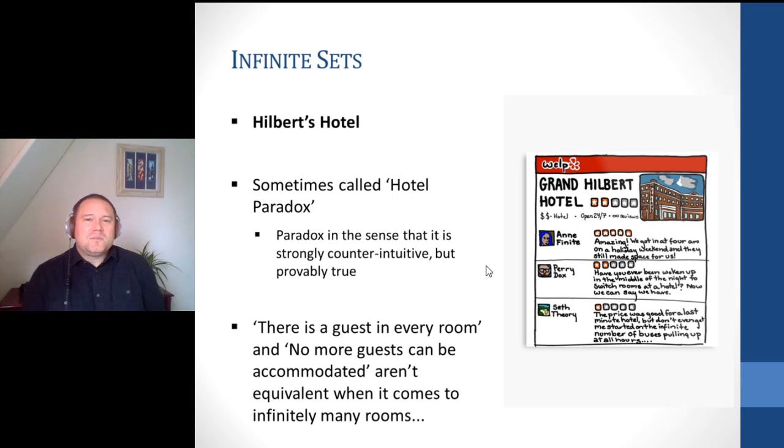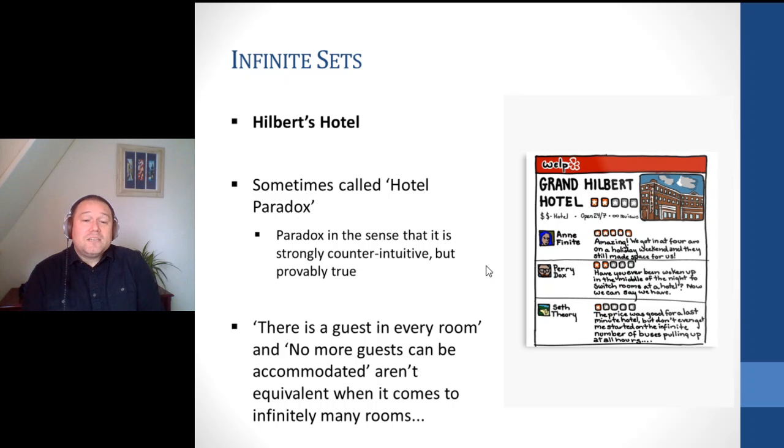So this is sometimes called the Hotel paradox, or Hilbert's Hotel paradox. And it's a paradox in the sense that it's strongly counterintuitive. It feels like a bunch of these sets should be bigger, should have a greater cardinality, but they don't. And it's in fact provably true.